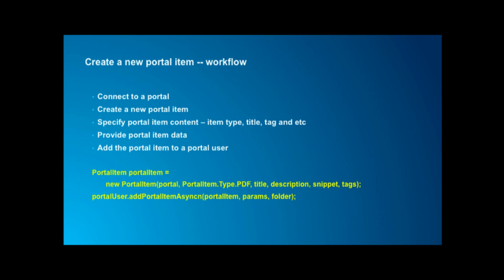The general workflow is you need to connect to your portal, and the authenticating user should have enough permission, including create permission. Then you create a new portal item and specify the type of this item, passing in title, tags, etc. You also need to provide the portal item data when you create it, and then call add portal item on the portal user. That's the general workflow to create a portal item.